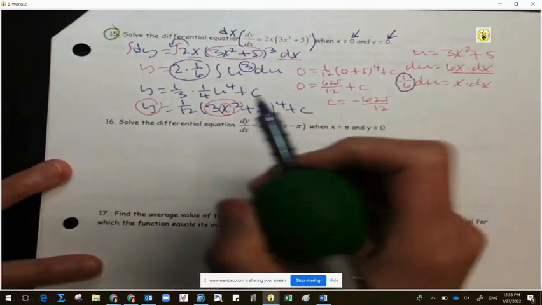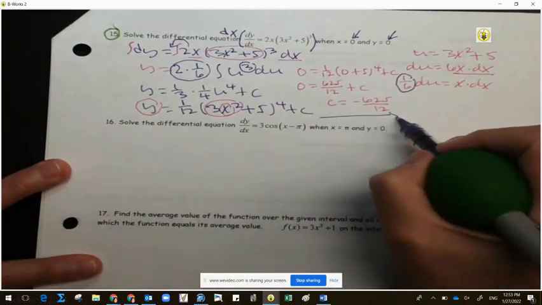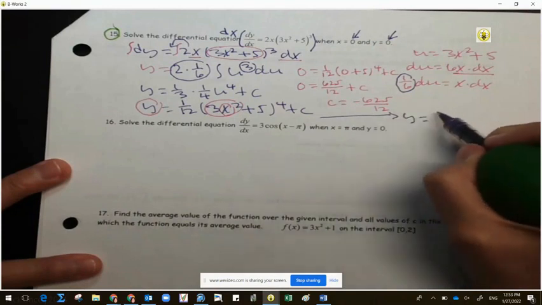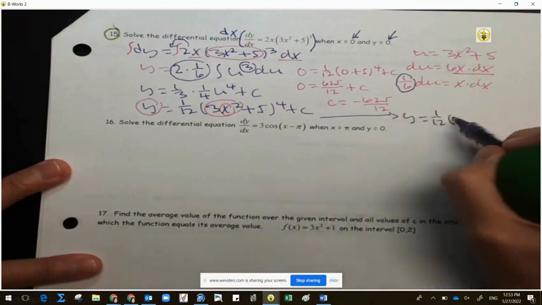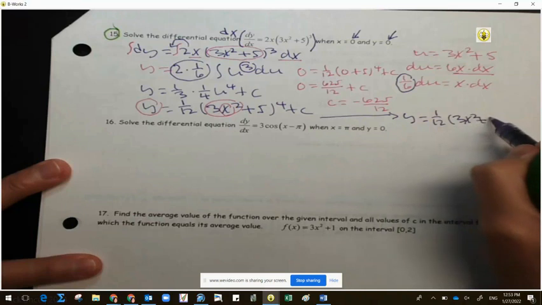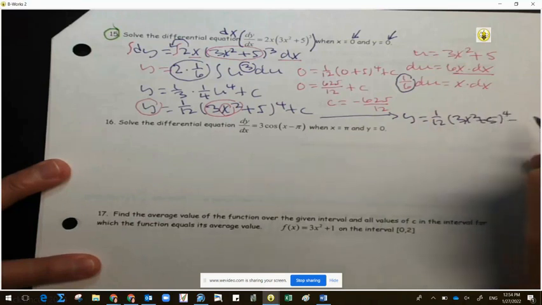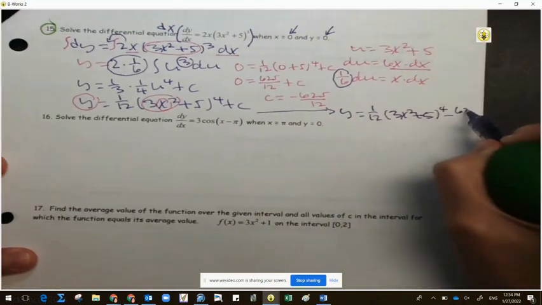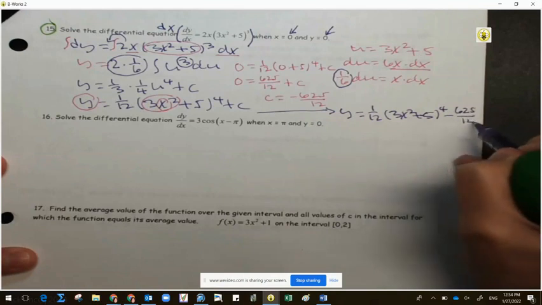So our final value, by plugging this in, I get y is equal to 1 over 12 of 3x squared plus 5 all to the 4th minus 625 over 12. There we go.